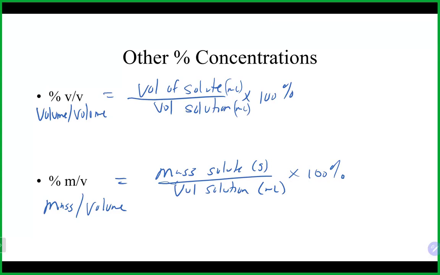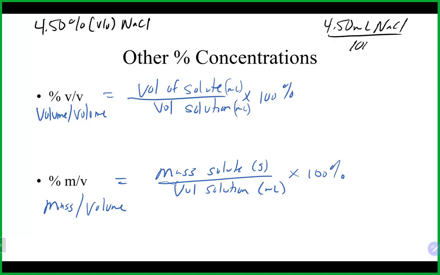So if you had 4.5% by volume sodium chloride solution, that would mean you have 4.5 milliliters of sodium chloride in 100 milliliters of solution, or in 100 milliliters of solution, you would have 4.5 milliliters of sodium chloride. So again, you could kind of turn it into a usable conversion factor.